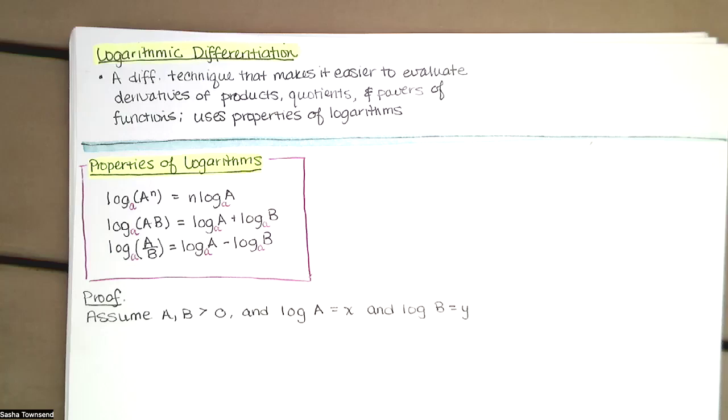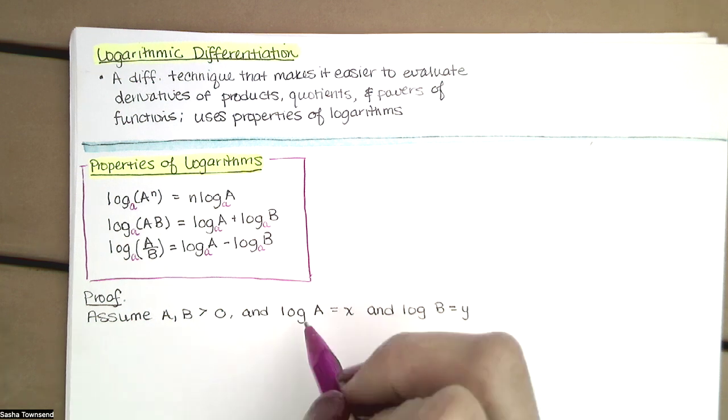I will tend to list the properties of logarithms using log base 10 or the natural log. Either one is fine. But technically these work for any base a, where a is a positive number not equal to 1. So we've got this.